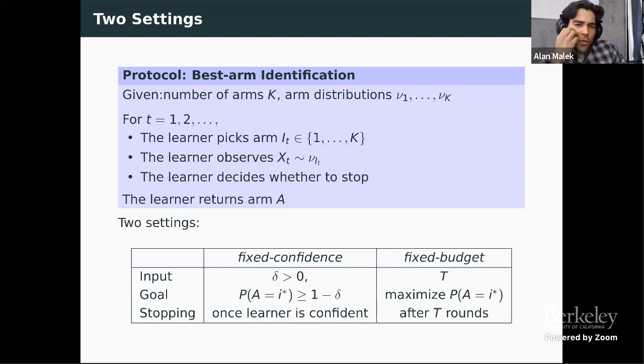And there's two things you might hope to do. One is you might hope to have fixed confidence. That means that you keep on selecting samples, and it's up to the learner to decide when to stop, and they want to guarantee that they found the right arm with high confidence. And the other is fixed budget, where you have a fixed budget and you want to maximize the probability of getting the right arm under this budget constraint. We'll only consider fixed confidence, but fixed budget is a thing that people look at.